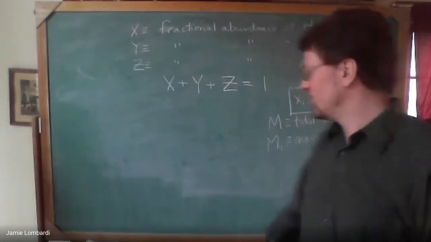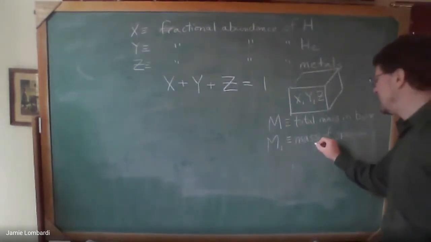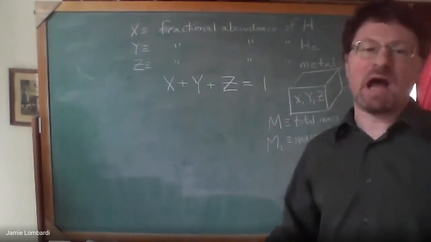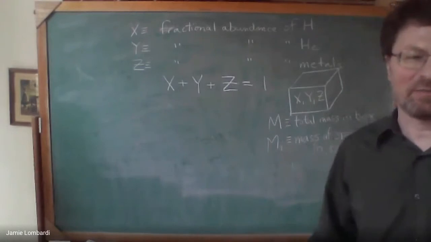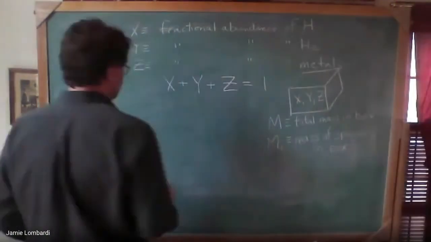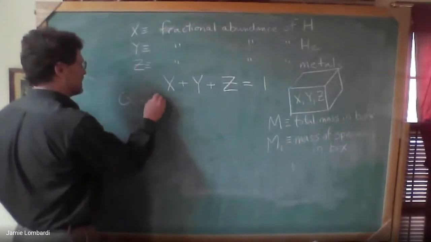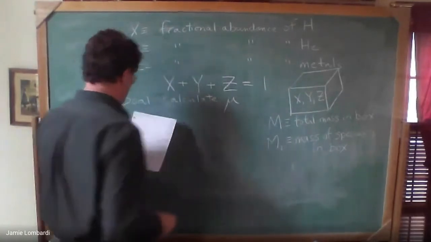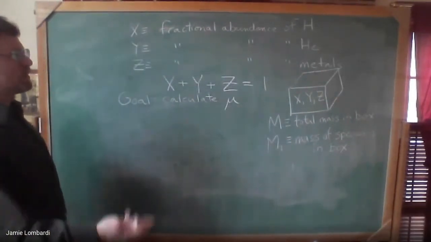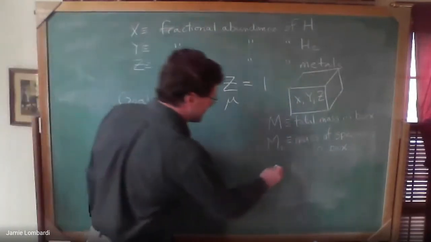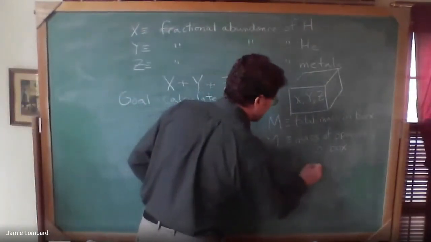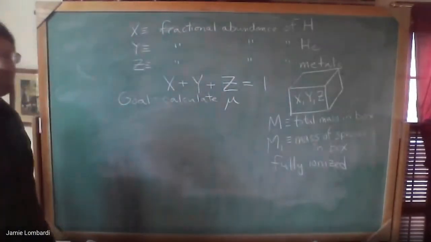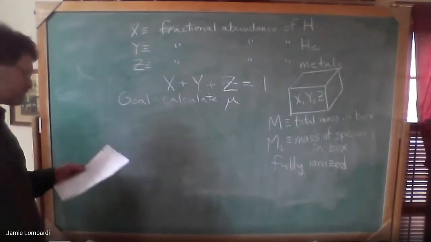Back to the lecture. Mass of species i in the box. And so if i is equal to hydrogen, we're talking about the mass of hydrogen. If i is helium, then we're talking about the mass of helium, so on and so forth. My goal is to calculate mu. And I will make one more stipulation on this. I will say that the gas is fully ionized. So for every proton there is in a box, there's a free electron in the box as well.